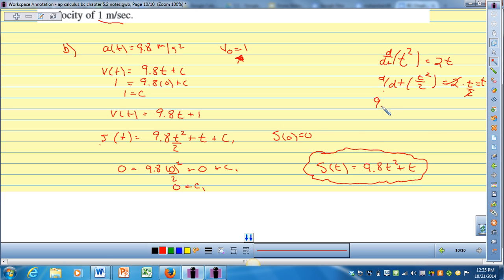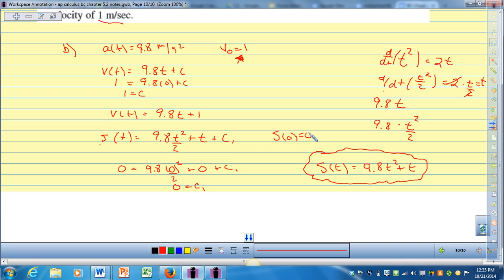So if when I took the derivative I ended up with 9.8t, I must have started with 9.8 times t squared over 2. So that's what we get here when we take the antiderivative of 9.8t. We get 9.8t squared over 2. Plus, what did I start with to get a derivative of 1? Well, I must have started with t, because the derivative of t is 1. So now I have 9.8 t squared over 2 plus t, again plus some other constant I'm labeling C1.